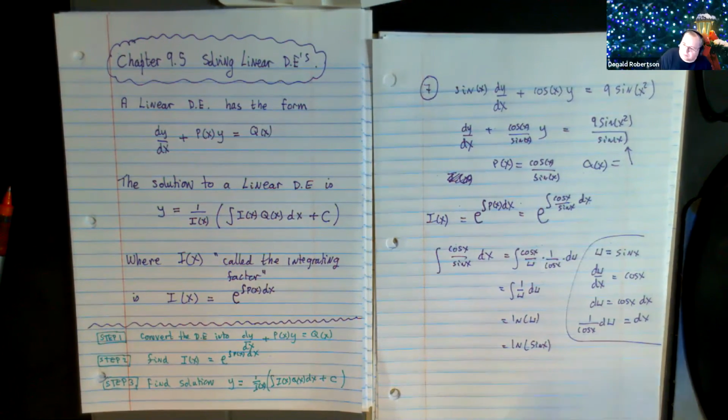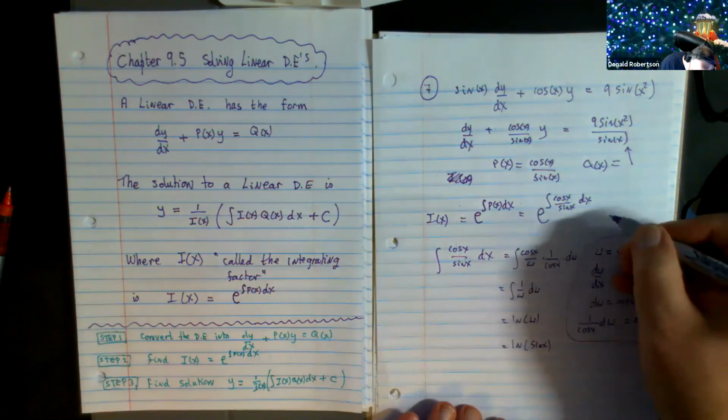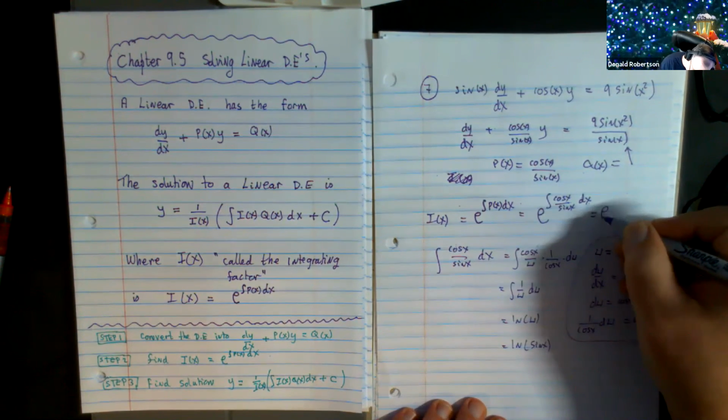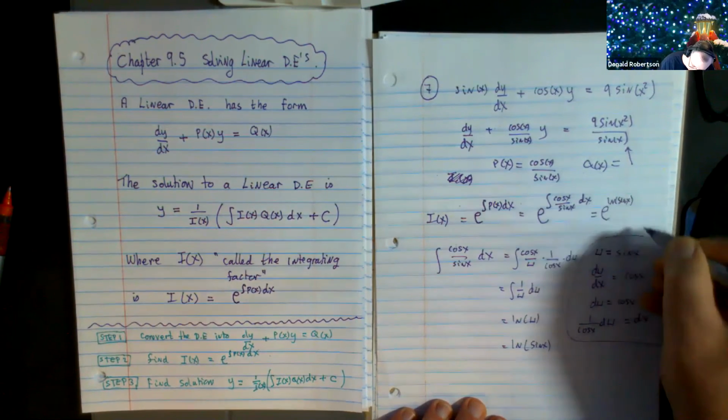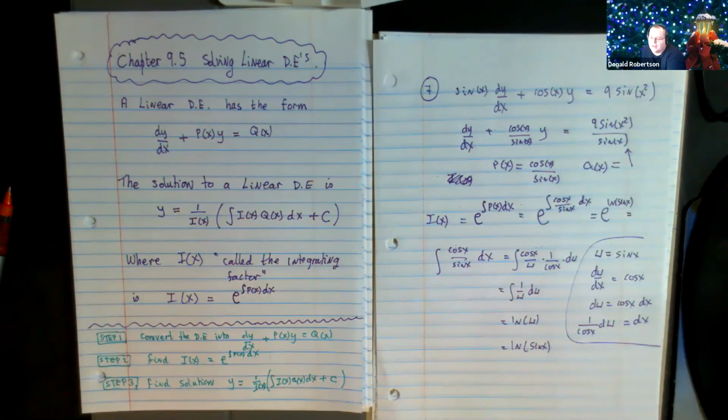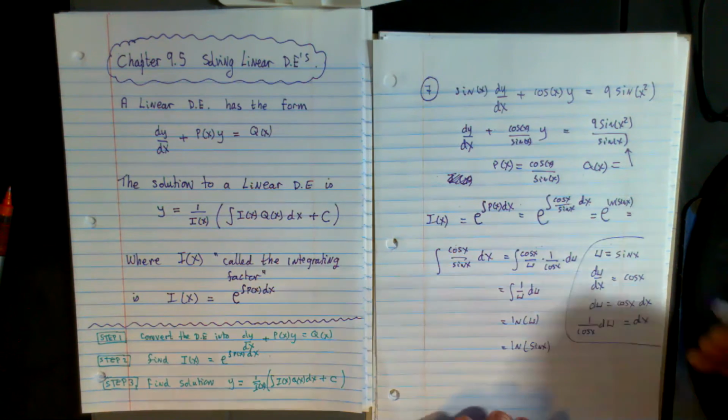So far, so good. Which means that this fella is e to the natural log of sine x. And I can make that pretty. E to the natural log of sine x simplifies down to something else, doesn't it? What does e to the natural log of sine x simplify down to? Sin x. Sin x.